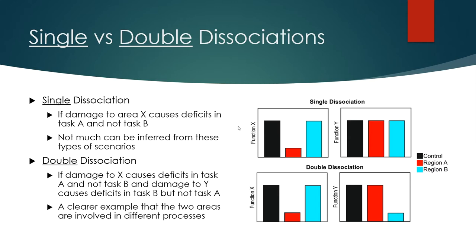This single dissociation is a form of reverse inference that you'll see in MRI. Just because the brain region is active doesn't mean that's exactly what it's doing. So this is a little complicated, but we'll come back to it a bit and we'll talk about it.